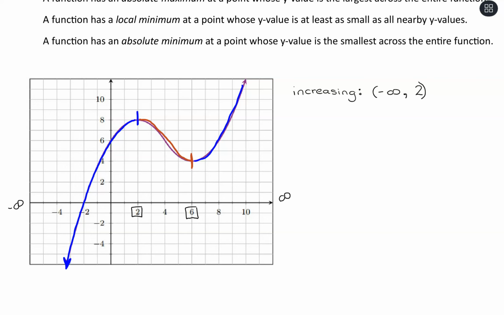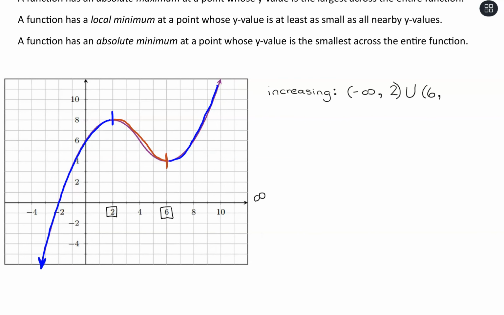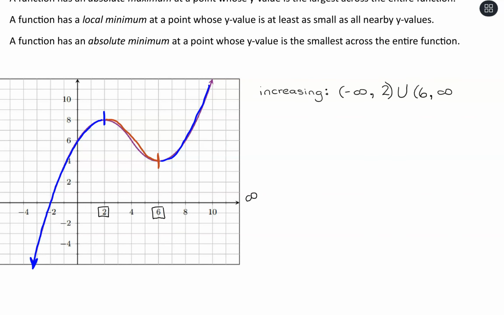Okay, so that's our first part of the interval, but then we have the second interval starting at 6. Again, I'm using parentheses because we're not going to include that 6. And then we're going to go off to positive infinity. And then how I would describe the interval for decreasing: it's trapped between 2 and 6, and again, only parentheses because at 2 and 6, it's not increasing nor decreasing. Okay, so that's how we can write our intervals and see it from a graph for increasing, decreasing.